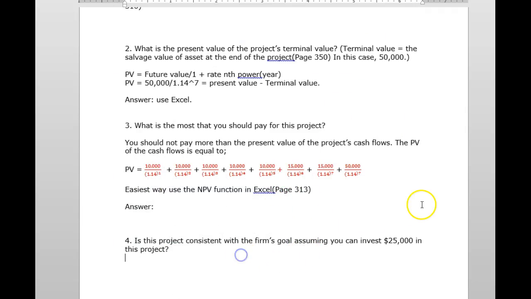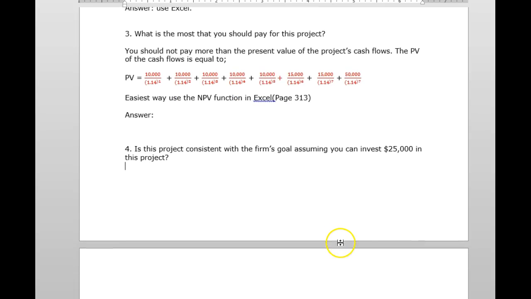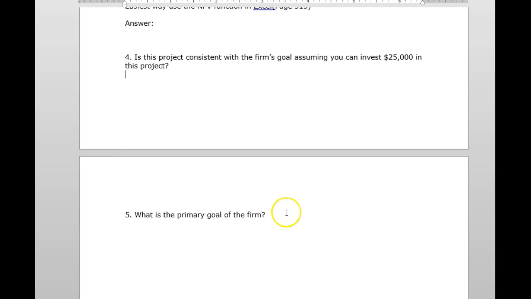So now, is this project consistent with the firm's goal, assuming you can invest $25,000 in this project? What do you think? Would you invest $25,000 to get 141.06? Most likely. So write up a very nice answer there. And then what's the primary goal of the firm? What's the primary goal of any firm is to, I'll let you figure that out. There you go. See you in the next one.